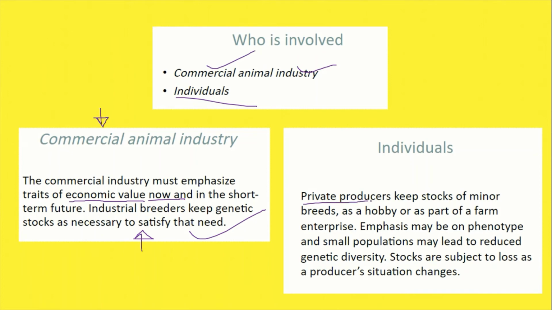Then individuals, we have private producers who keep these stocks of minor breeds either as a hobby or as part of a farm enterprise, and the emphasis may be on phenotype, and small populations may lead to reduced genetic diversity, and the stocks that they keep are subject to loss as a producer's situation changes. So this one is not permanent, but there are individuals who have taken part. I have even gone to national parks that are for just specific people, not really owned by government. Someone just has it as a hobby or as a farm enterprise.